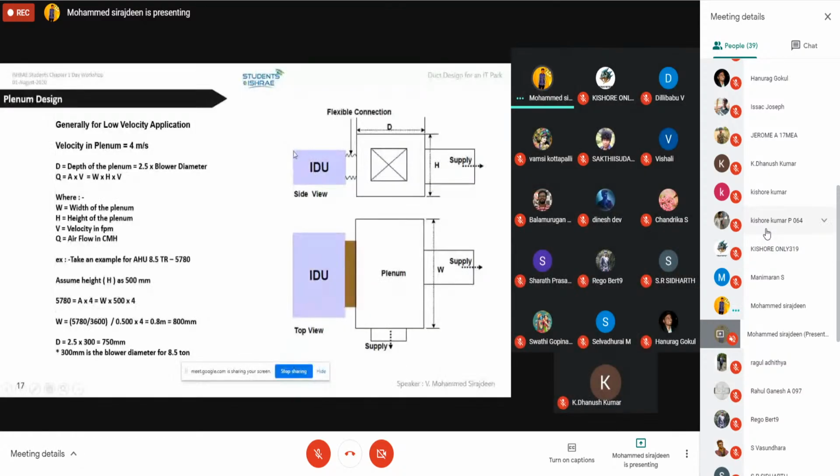And the length of the plenum, this is a side view. Imagine this is a ceiling suspended unit, or a kind of AHU or AC unit. The length of the plenum should be 2.5 times the blow air. Blow air, in the sense that there will be a fan, and the fan will have a diameter or cross sectional area. From that height, multiply by 2.5 to get the width or depth of the plenum. For the width and height, use the same 4 meters per second velocity.